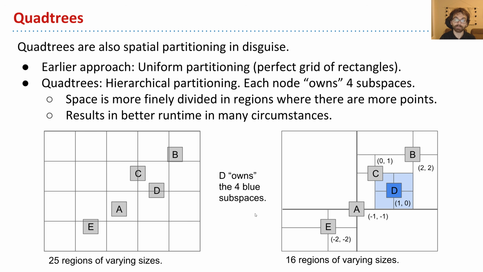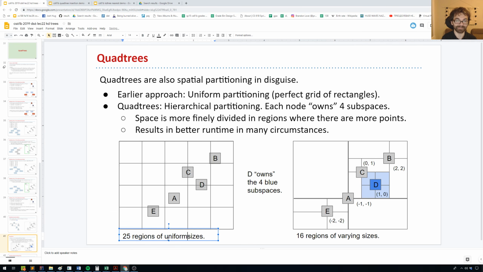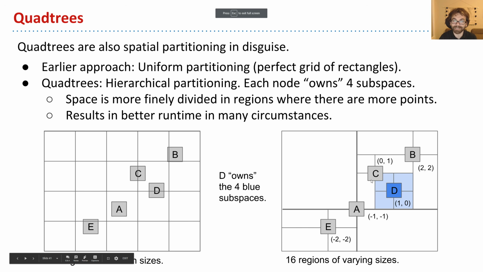Okay? And if we compare the 2 different cases, the spatial hashing idea, where we have 25 regions of uniform size, and over here we have 16 regions of varying size, it's cool, it's more intricate. And so what it turns out is that often, not always, but in many circumstances, this approach of breaking your space down into these smaller spaces gives you better runtime than these uniform sizing approaches on the left.